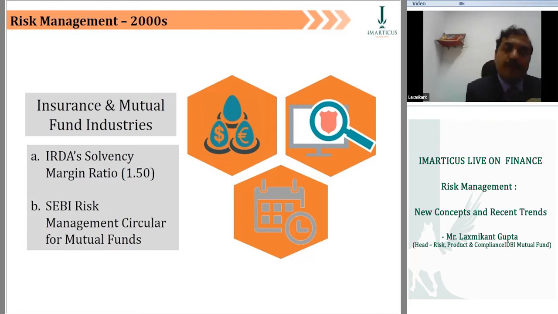SEBI came up with a risk management circular in September 2000. The SEBI circular was, of course, based on the fact that a few private sector mutual funds came up in the late 90s, and with the Unit Trust of India event which happened in 2000 or 2001, where NAV and cut-off time irregularities were there. SEBI came up with the circular to protect the investors' interest.